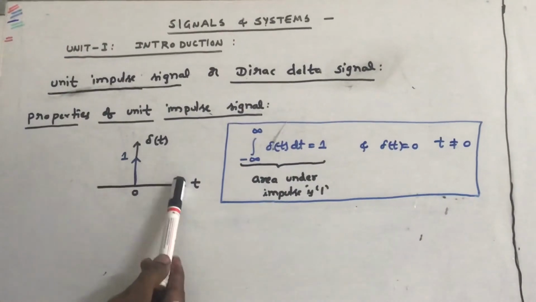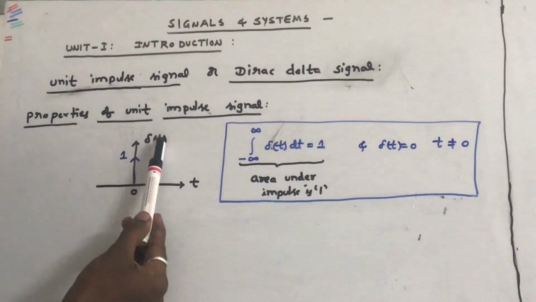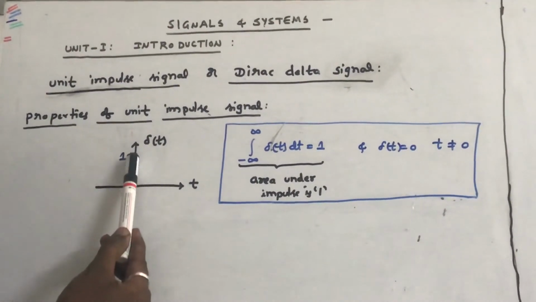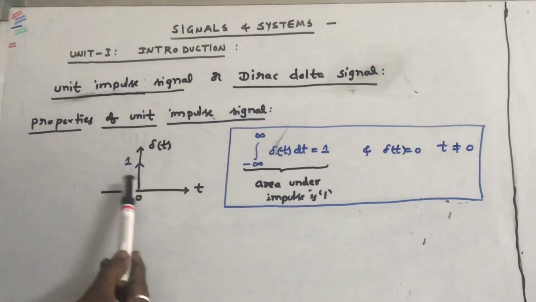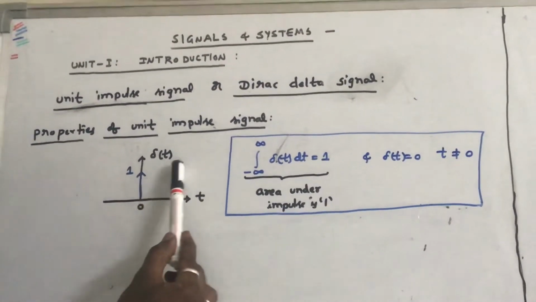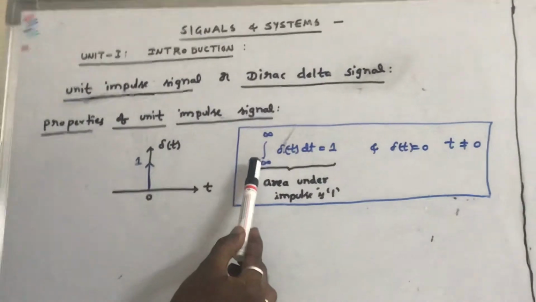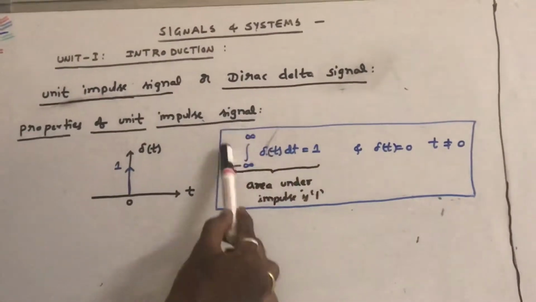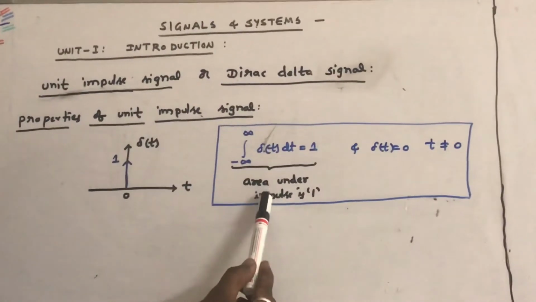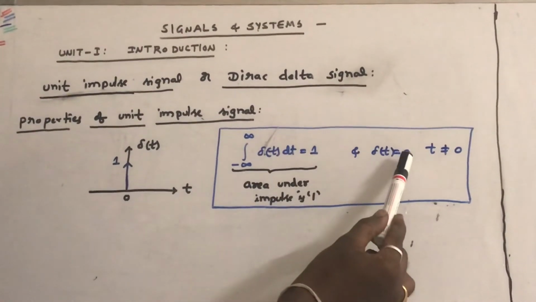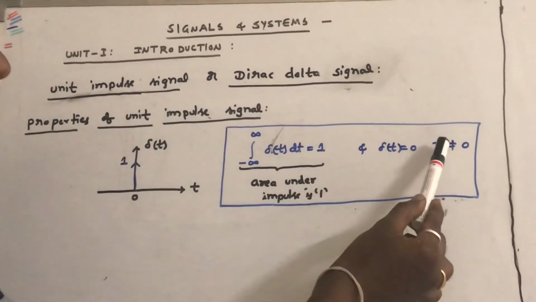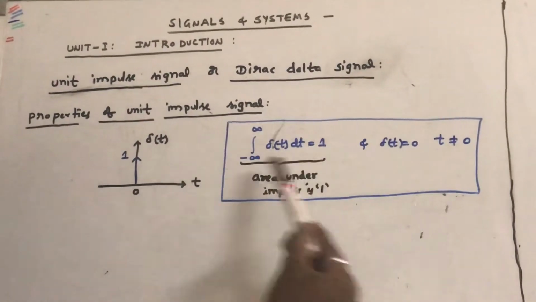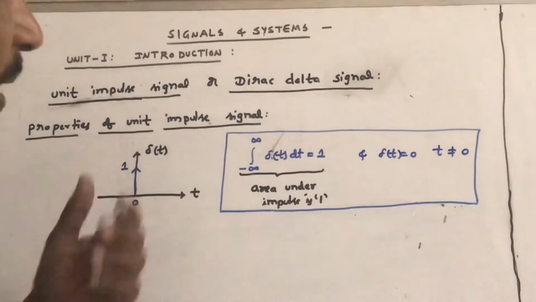The unit impulse signal is represented with del of t. At t is equal to 0, it has an area of 1, which is shown like this. The mathematical definition of the same is: integral from minus infinity to infinity of del of t dt is equal to 1, which means the area under this impulse is 1, and the impulse will be 0 outside t is equal to 0. So, this is the mathematical meaning of the impulse.